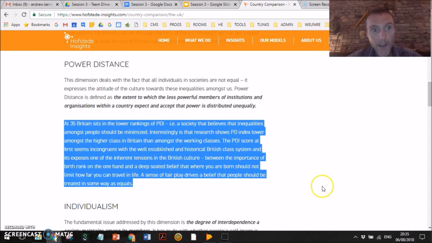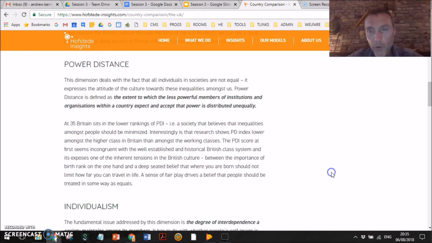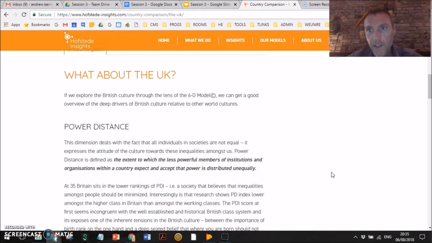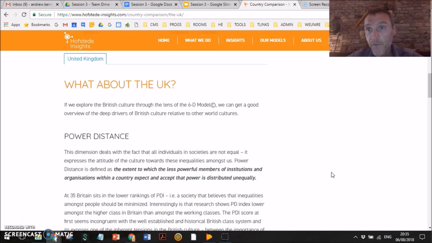So here we have at 35, Britain sits in the lower rankings of PDI, a society that believes that inequalities amongst people should be minimized. And you can go on and you can read some of the rationale for Hofstede placing the UK so low. So when I have done this with students, they've found this fascinating.